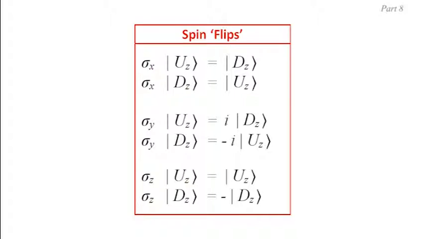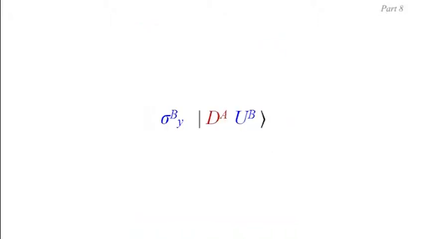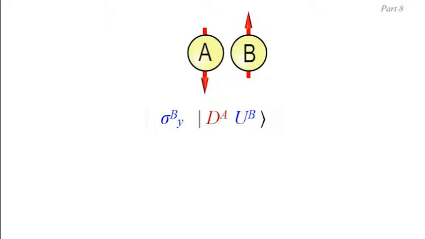I said I didn't need to go through any of these, but here's one more example of one of the 24, just in case anyone is uncertain. Consider this situation. Imagine in our later deliberations we need to apply sigma By onto the state down up. That's A down and B up. In other words, we have a state of 2 electrons. A has its spin down in the Z direction and B has its spin up in the Z direction, and we want to try to measure the component of the spin of electron B in the Y direction. It won't actually make a measurement, of course, it will flip things, but let's do it anyway.